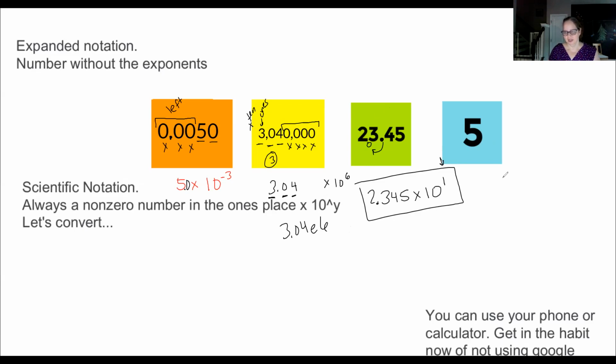5. That one's weird. It's already in its target spot. 5 times 10 to the 0, because 10 to the 0 is 1. So that is how you would write that number in scientific notation.